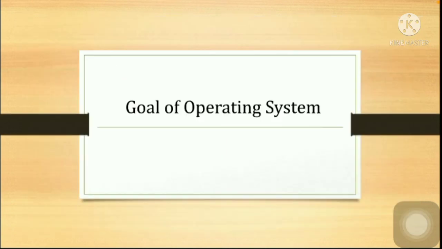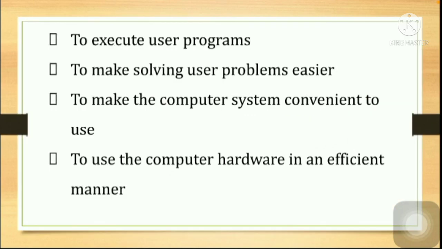Next, goals of operating system. What is the goal of operating system? Majorly, the operating system is used to execute user programs. This is the main goal. Next, to make solving user problems easier. Next, to make the computer system convenient to use and to use the computer hardware in an efficient manner. That means to use the computer hardware like CPU, optimum use of CPU should be done. For that, the OS is responsible. That means the main goal of OS is also the optimum use of the hardware resources.